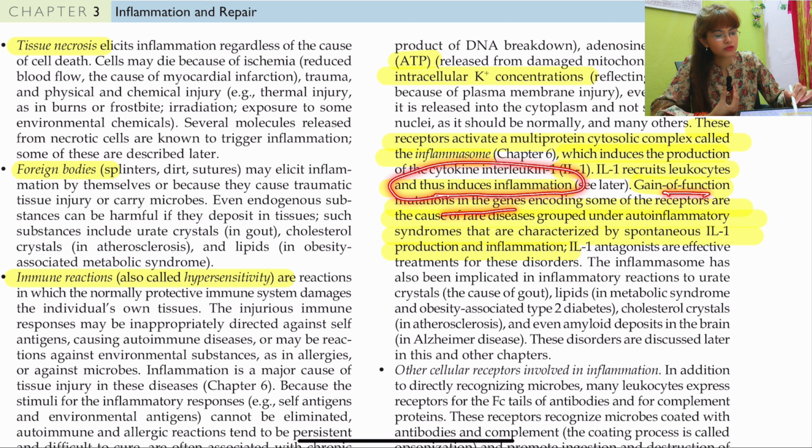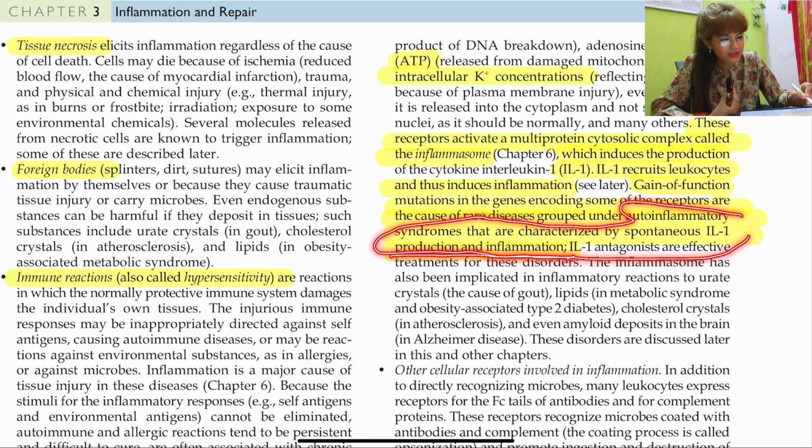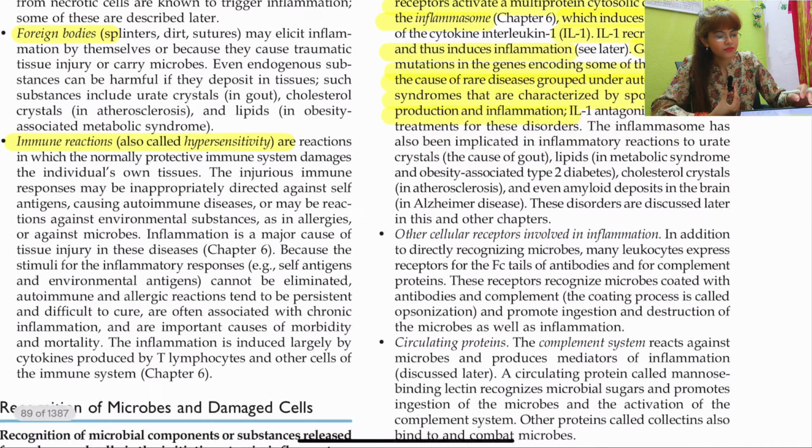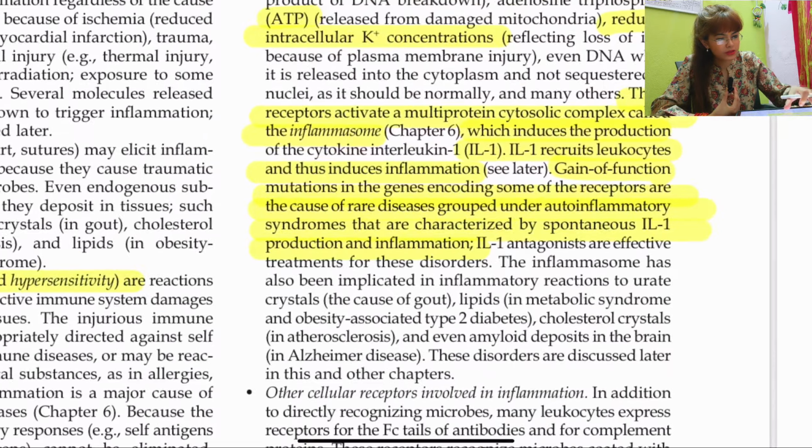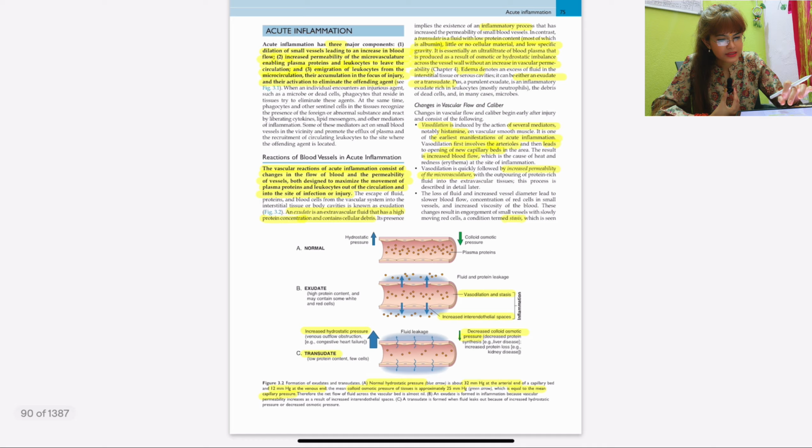The gain of function of these genes is the cause of rare diseases grouped under autoinflammatory syndromes that are characterized by spontaneous interleukin 1 production and inflammation. So this is a very, very important point, that in case of autoinflammatory syndromes, there is a spontaneous increase in interleukin 1. Okay, that explains how this mechanism takes place. So these are the easy parts.